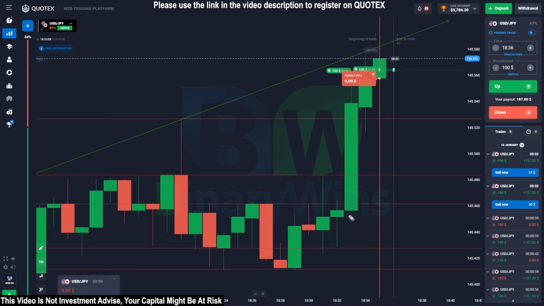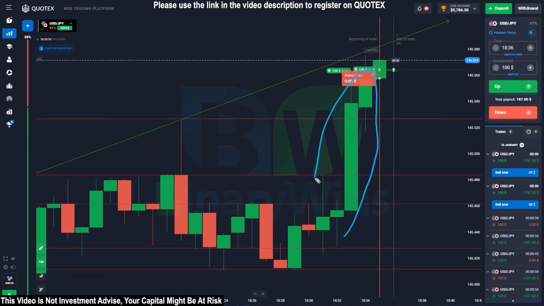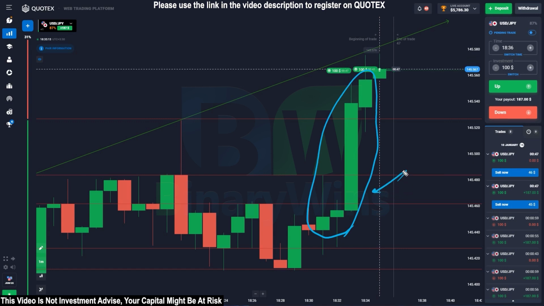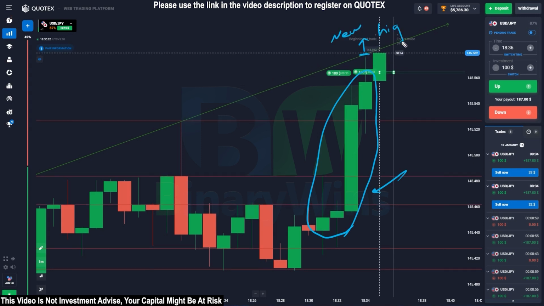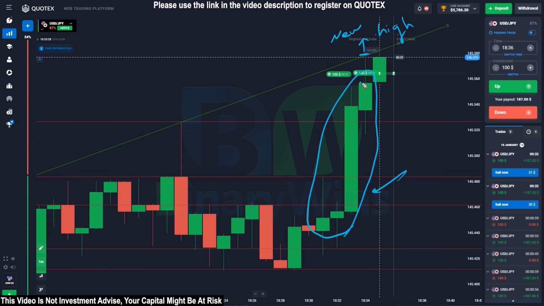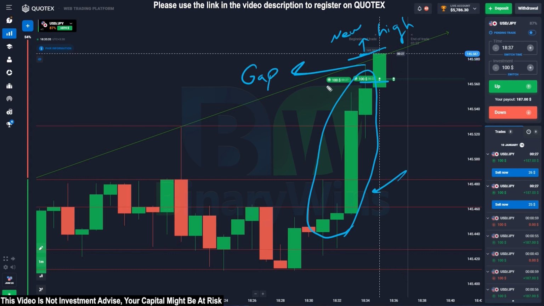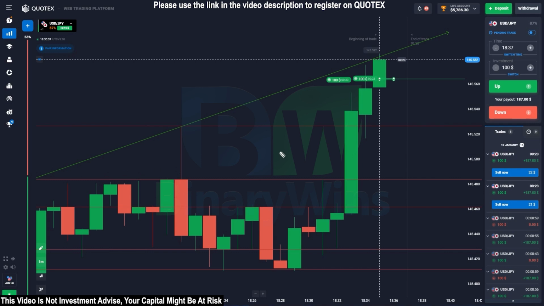As you can see here, we have a bullish momentum, a powerful trend of green candles. A new high, gap and distance until the next level. That's why I entered the higher trade.